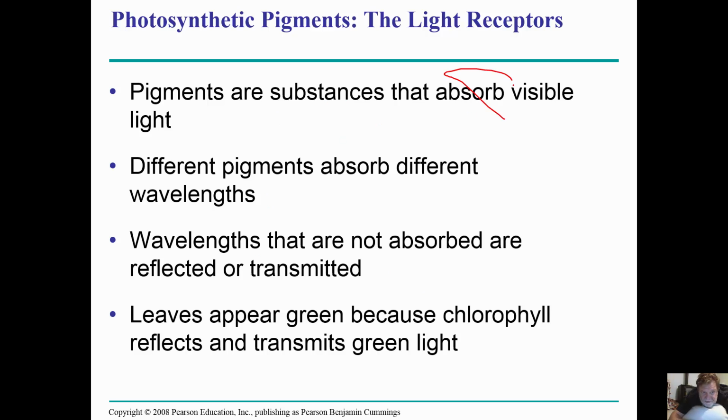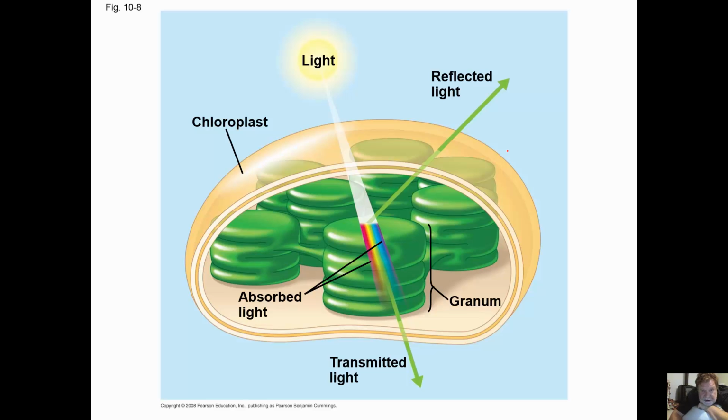Again, we need to know this. Pigments are substances that absorb visible light. Different pigments can absorb different wavelengths. Wavelengths that are not absorbed are reflected or transmitted. Leaves appear green because chlorophyll reflects and transmits the green light. So it's very important that we know that.